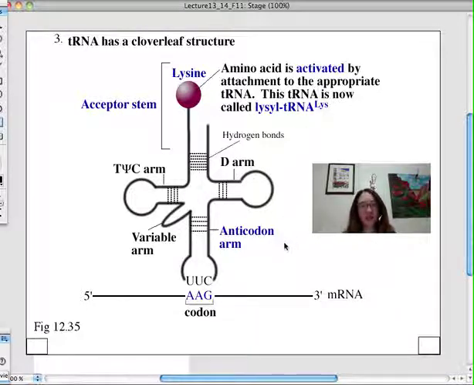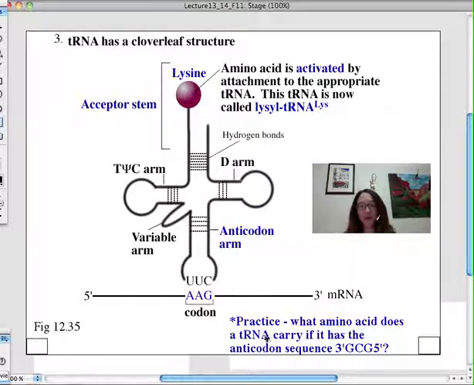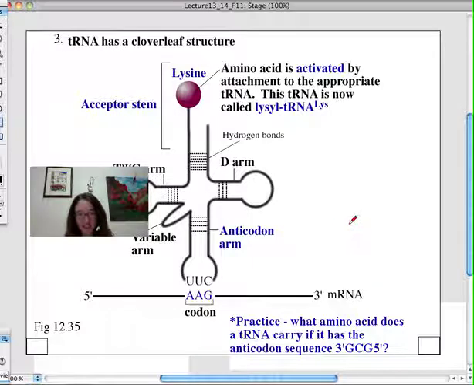Let's practice one more time to see how we're doing with this idea of the relationship between an anticodon and a codon and how it dictates the amino acid carried. So we'll look at another one. What amino acid does a tRNA carry if it has the anticodon sequence 3' GCG? Okay, so wait a minute. Now we have to draw this out in order to feel comfortable with what we're doing, because we want to remember that. Let's draw just the anticodon arm. So here's the anticodon arm of this tRNA.